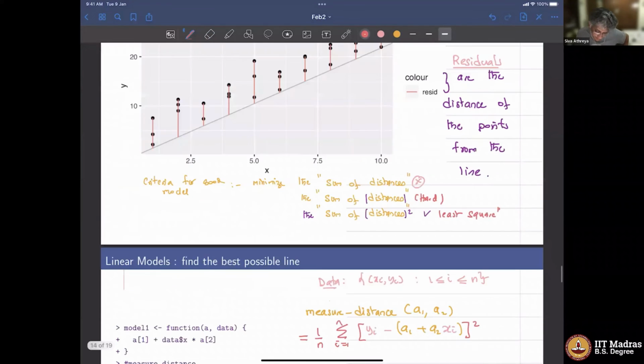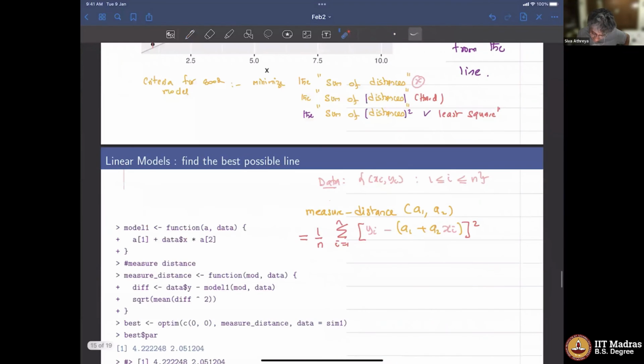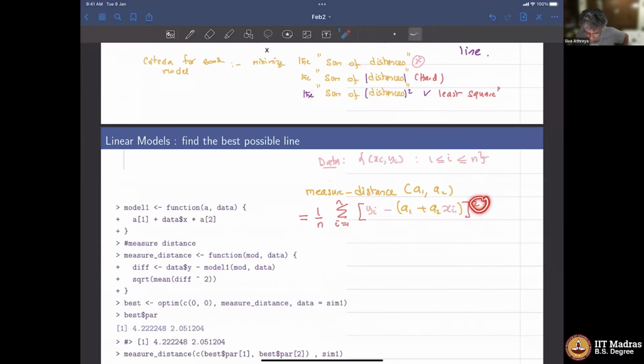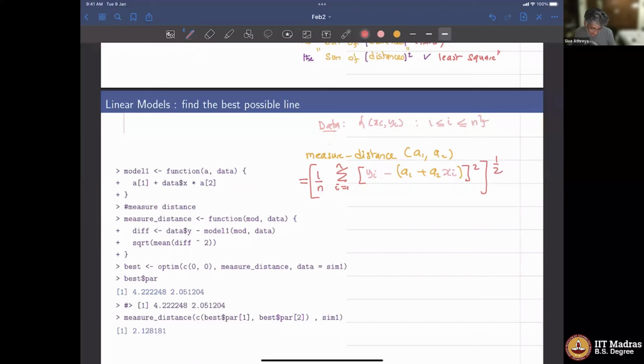For each person, that's what I'm doing here, and I'm going to square it. I'm going to take the average of the total squared distance. That's exactly what's happening here. I'm generating the line, taking the difference, and taking the square root of the mean. Of course, you don't have to take the square root. You can take the square of this. It's minimizing the same idea, but let's just do this.